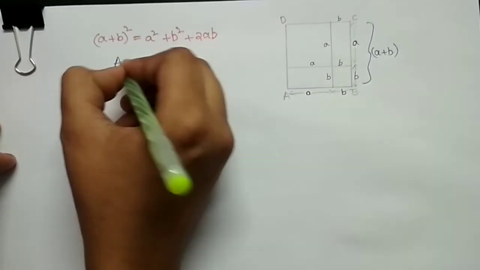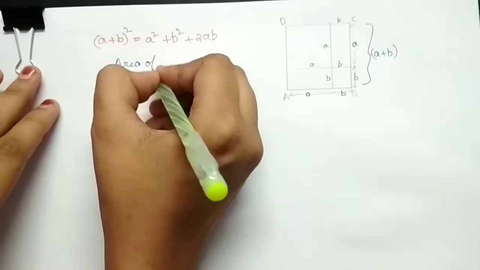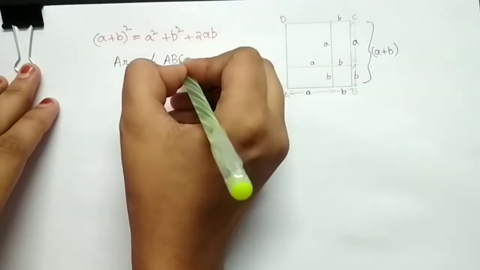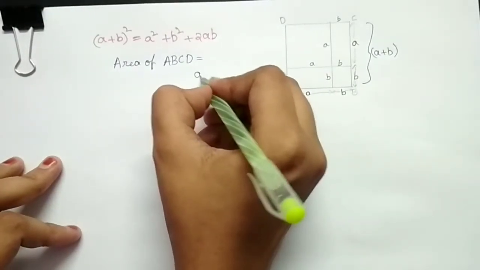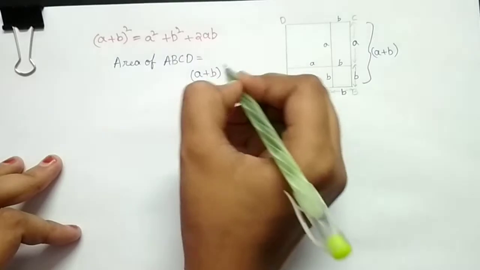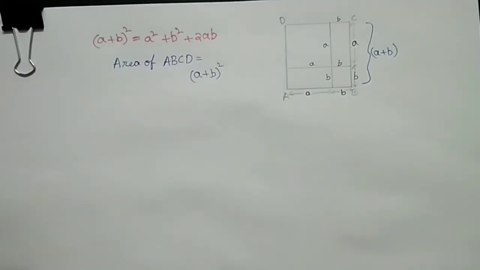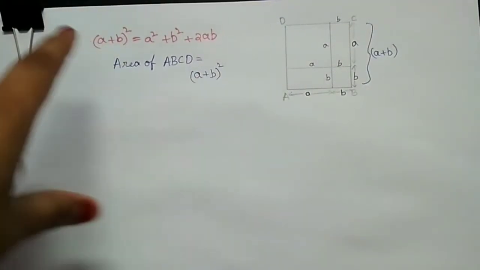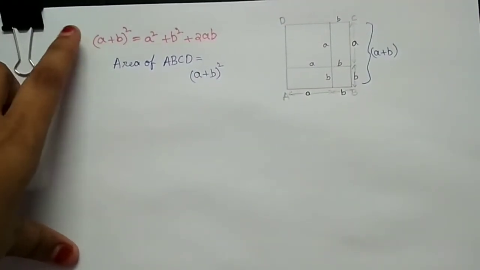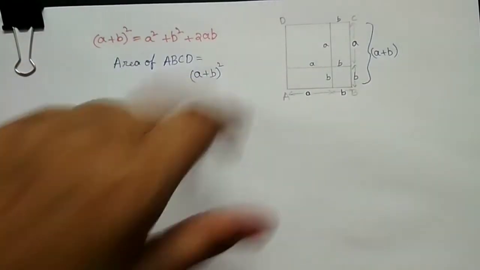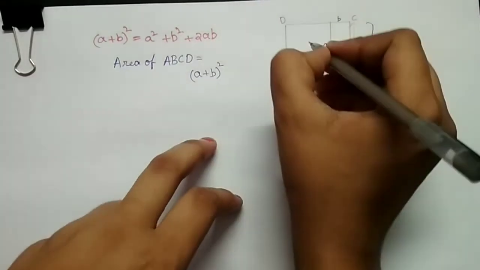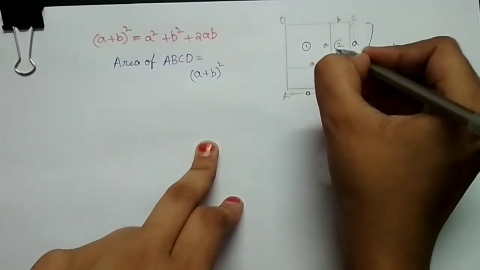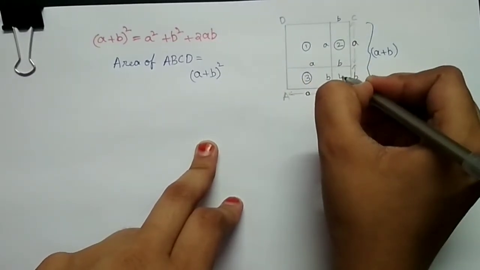Now, taking the area of ABCD, I will get (A plus B) whole square, because ABCD is a square. So I will get (A plus B) whole square as the area of square ABCD. Now, (A plus B) whole square will be the LHS of our required proof. Now, let's see how we can get the RHS. I will divide this into 1, 2, 3 and 4 parts.